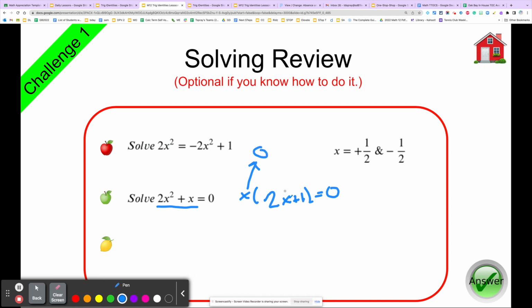Well, of course 0. And in this one, we're saying when does 2x plus 1 equal 0? So I just solve that little equation here, and 2x equals -1, so x equals -1/2. So the solutions here would be 0 and -1/2. And so when we take a look, we got it again.